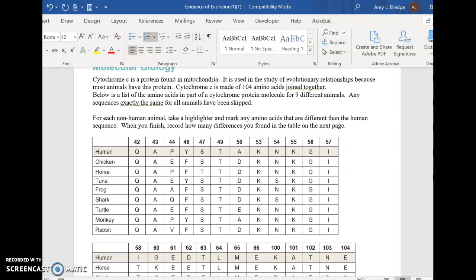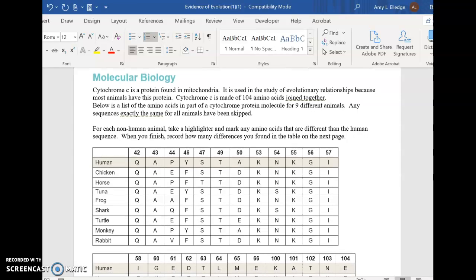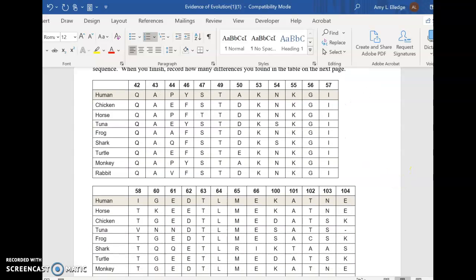All right, and this is the big one that I wanted to show you. Molecular evidence of evolution using cytochrome C, which is a protein found in our mitochondria. Looking at these proteins, we can figure out which organisms are most closely related to humans. So we're going to be comparing all of these organisms to the human. And be careful, because for some reason they flip-flop chicken and horse here at the top. So don't let that mess you up.